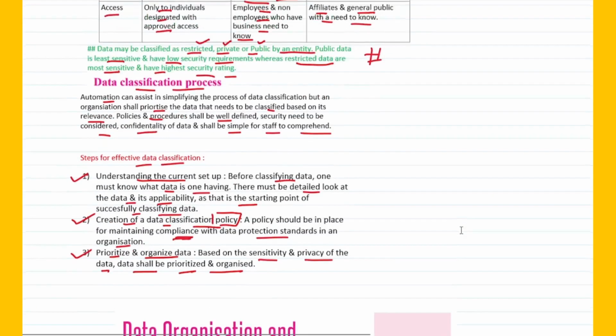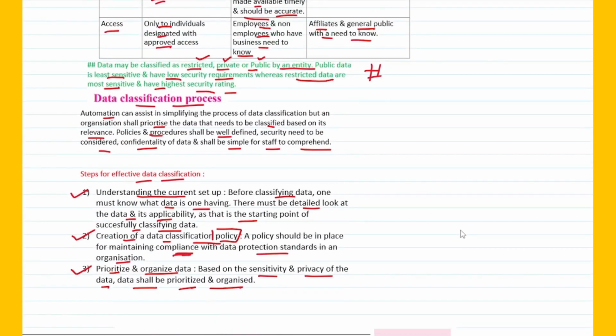So we'll quickly revise what we have done in the data classification process. Automation can simplify the classification process. The organization shall prioritize the data based on what? Based on its relevance. Now policies and procedures shall be what? They should be very well defined, and security needs to be considered. Confidentiality needs to be considered, and it should be simple for staff to comprehend.